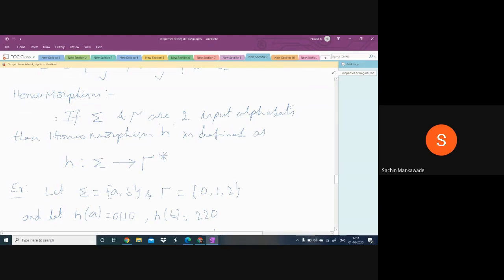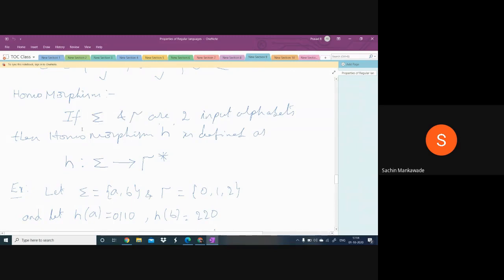Now, two input alphabets, sigma and tau. Suppose sigma is AB and tau can be ABC or ABCD or 0, 1, 2 or 0, 1 or plus minus. So the two input alphabets can be anything, but not exactly the same. If sigma is AB, tau can be ABC, something extra will be there, or completely different, like only BCD or CDF or 0, 1 or plus minus.